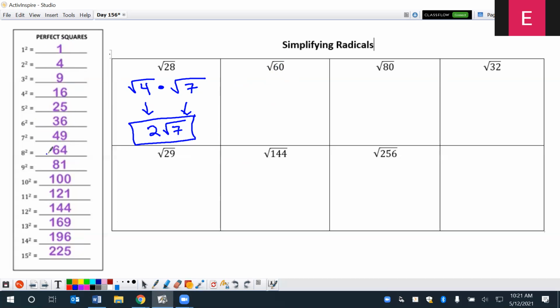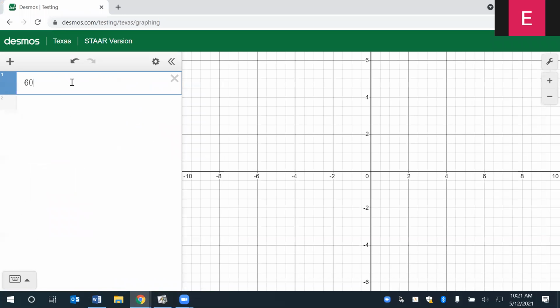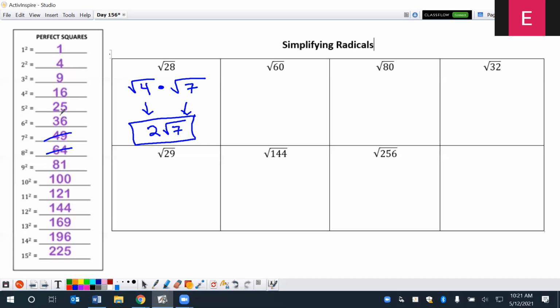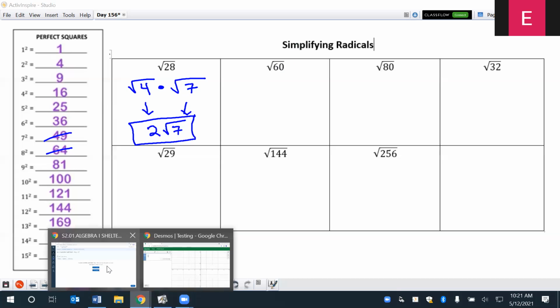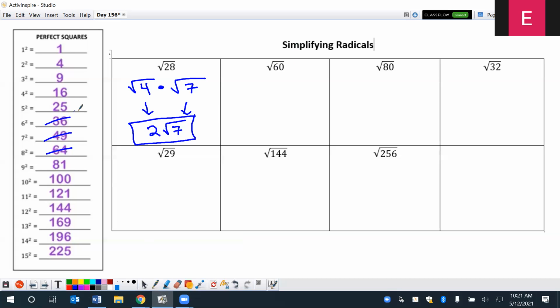So 64 goes over. So I'm going to start with 49. I'm going to divide 60 divided by 49. And you can use decimals, of course. So 60 divided by 49. If it gives you a decimal, it is not a factor. So that doesn't work. Next number on my list is 36. So I'm going to take 60 divided by 36. Gives me a decimal. It doesn't work. Move on to 25. 60 divided by 25.